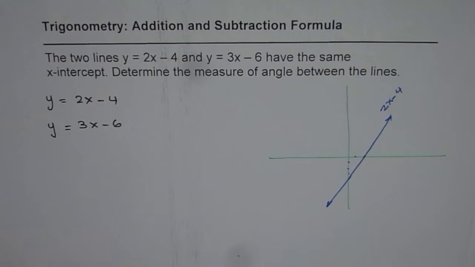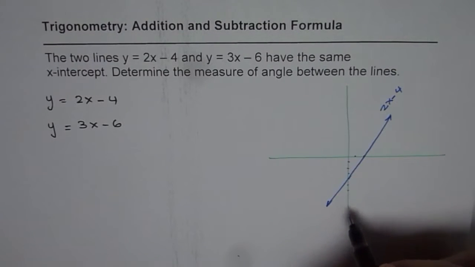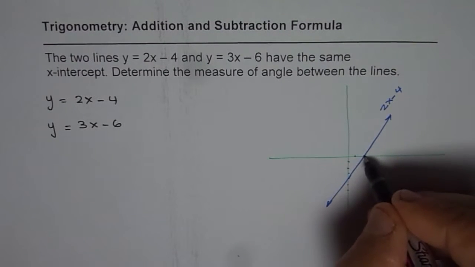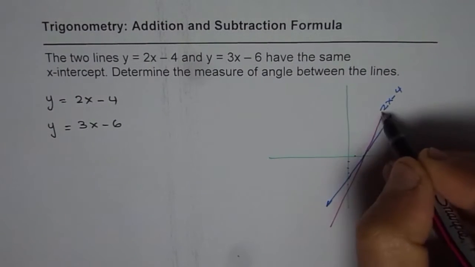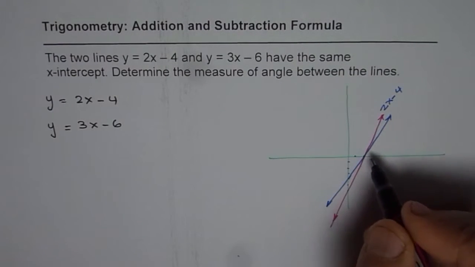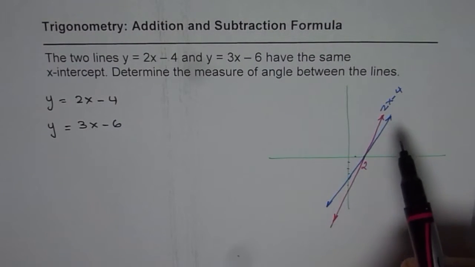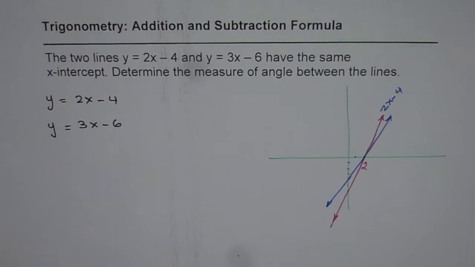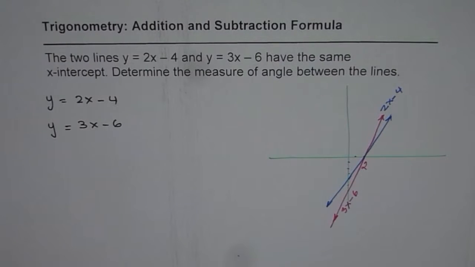Now the other line should be, the y-intercept is minus 6, and we are given they have the same x-intercept. So rather, let me just draw a line from here. Okay, that's better. So that is the second line. They have the same x-intercept. As we can see, it seems to be at 2, right? So if I write 2 here, I get y value as 0. So it makes sense. So that is the sketch for the second line. The second line is 3x minus 6 for us.